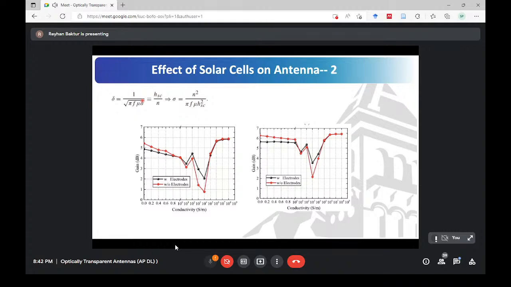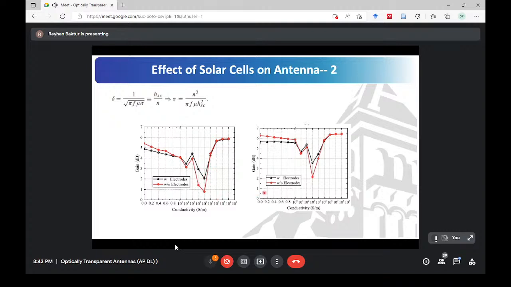So if this semiconductor is really thick, then it can act as relatively a decent conductor. If it's thick and has a relatively lower conductivity, then fine, we can treat it as such. If it's thin and has a lower conductivity, we will just treat it as something close to a dielectric. But the worst thing is if it has a conductivity around this region and it's really thin, so it's very lossy. So the solar cell will make our antenna very, very inefficient.